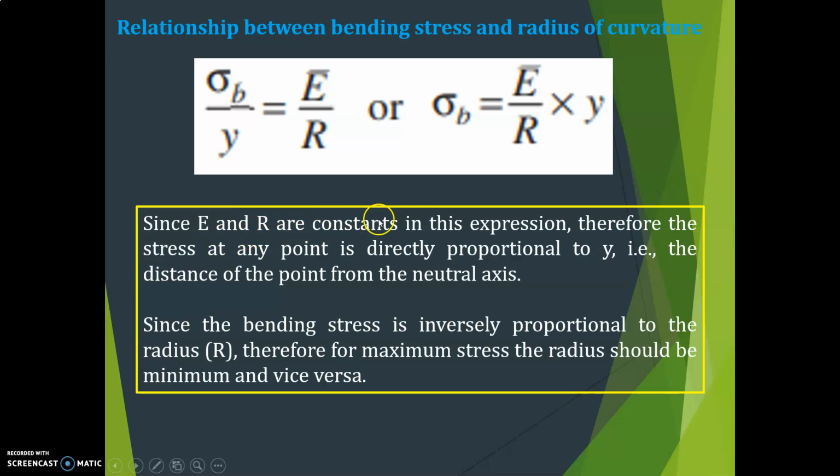Since E and R are constants in this expression, the stress at any point is directly proportional to y, the distance of the point from the neutral axis. Since the bending stress is inversely proportional to the radius, for the maximum stress the radius should be minimum, and vice versa. So this formula is very important. You should remember it while solving the examples.